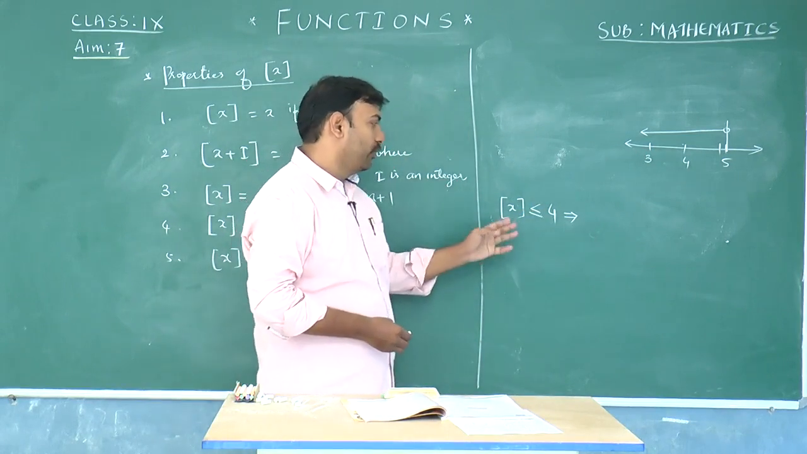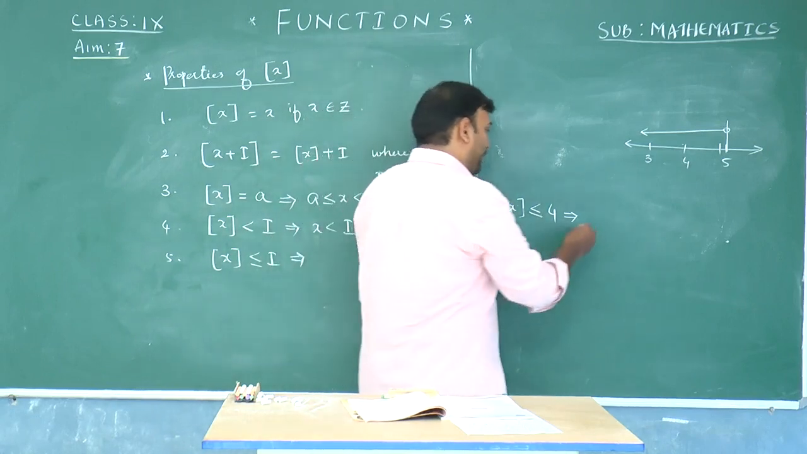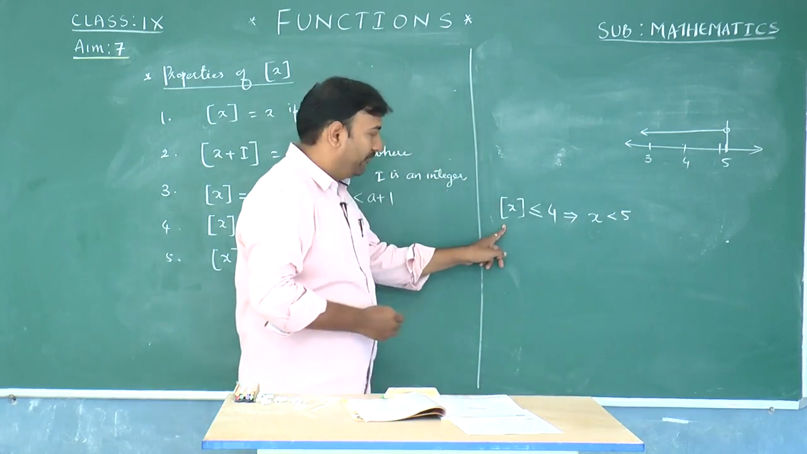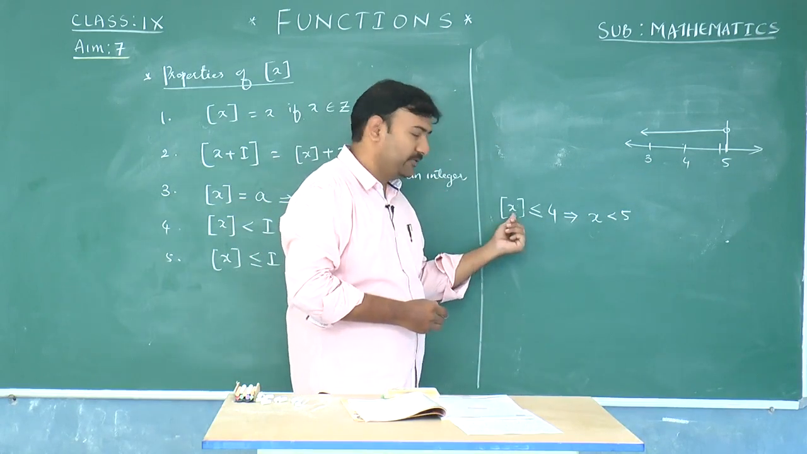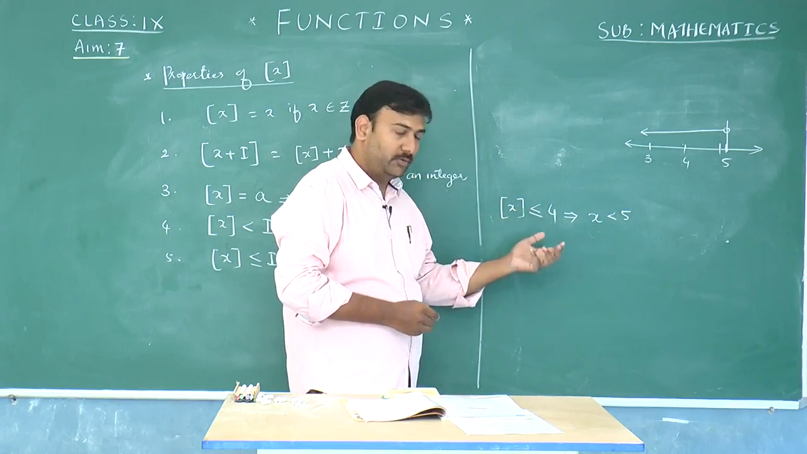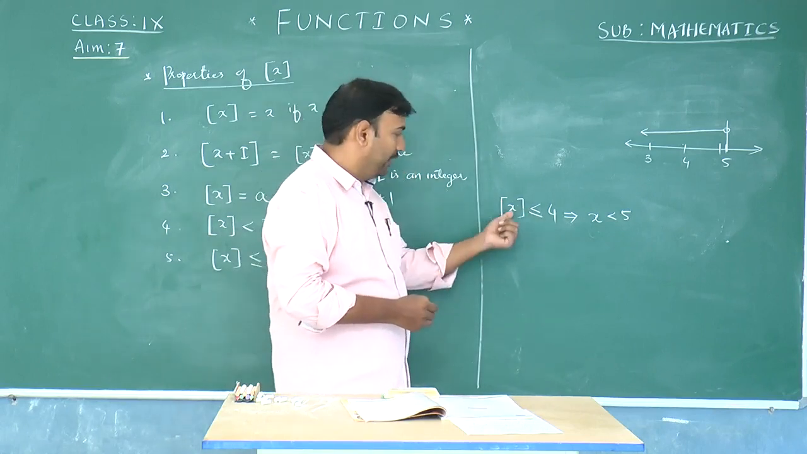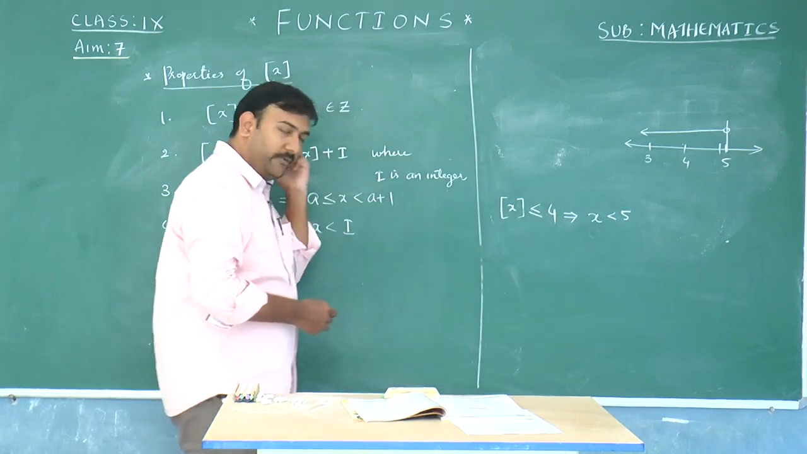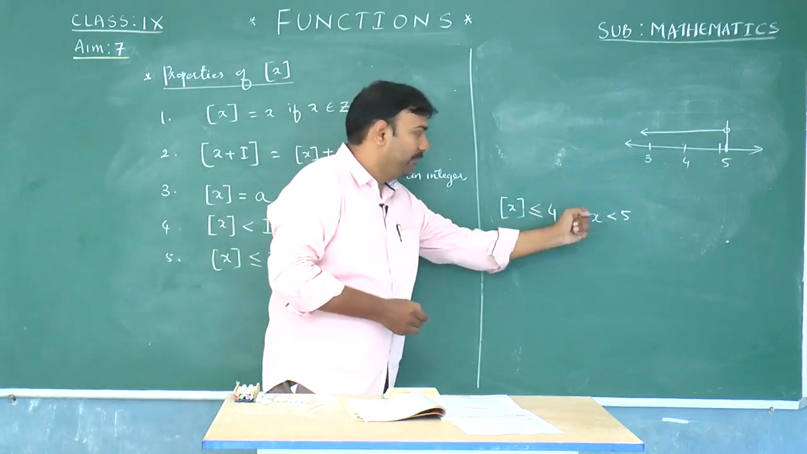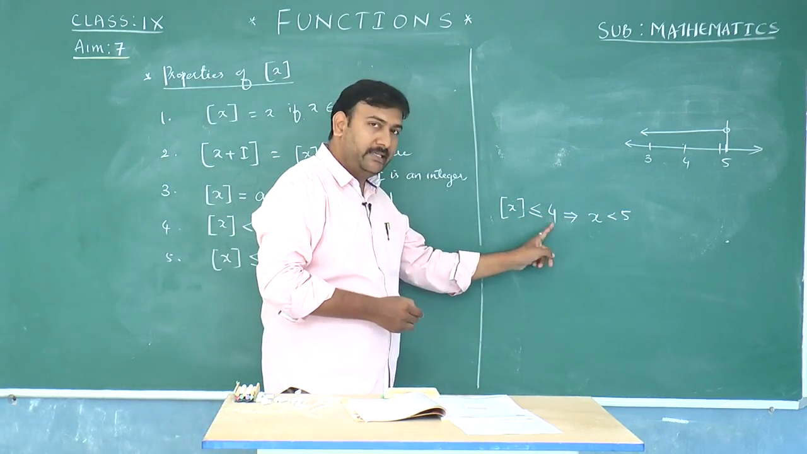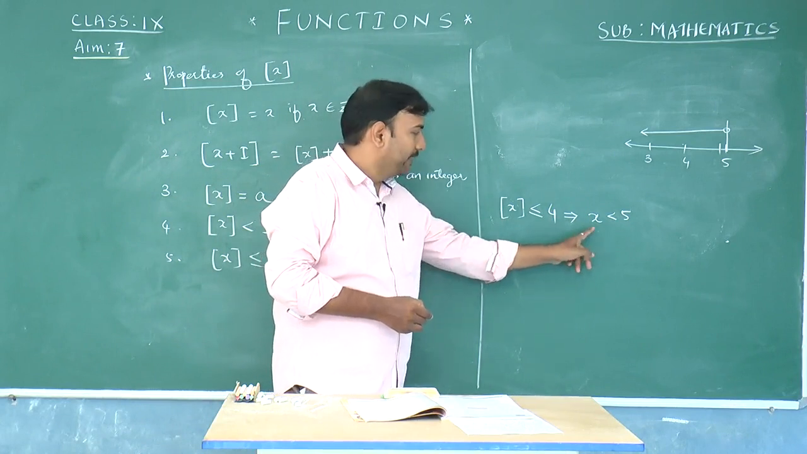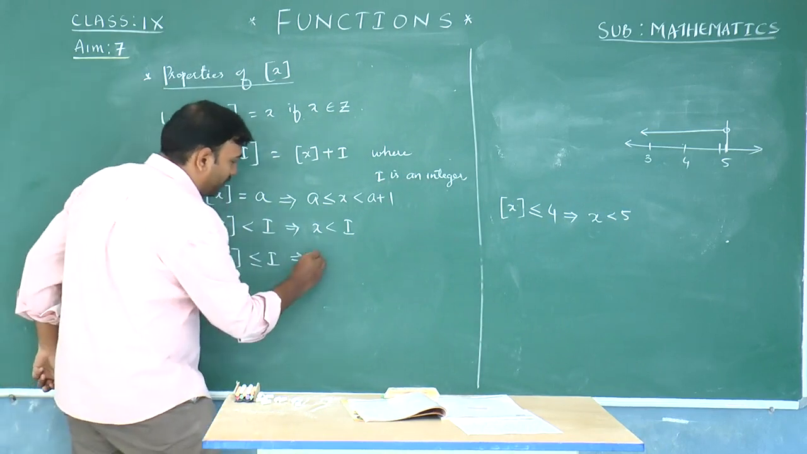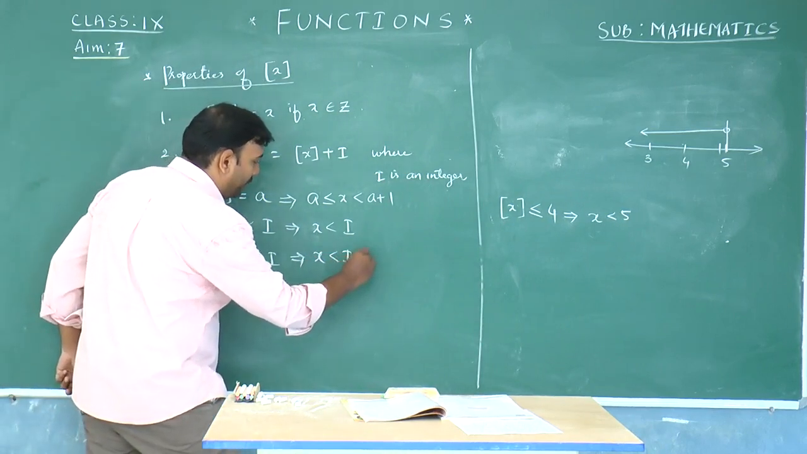So finally, what are the values satisfying the inequation? Obviously, x is a number which is strictly less than 5. Of course, 5 does not satisfy the inequation because step of 5 is going to be 5, and 5 cannot be less than or equal to 4. Any number less than 5, say 4.9, step of 4.9 is 4, and 4 is less than or equal to 4. So the answer we got is x less than 5. If I take this integer as I, then the solution is going to be x less than I plus 1, that is 1 more than the integer. So the solution for this inequation is x less than I plus 1.